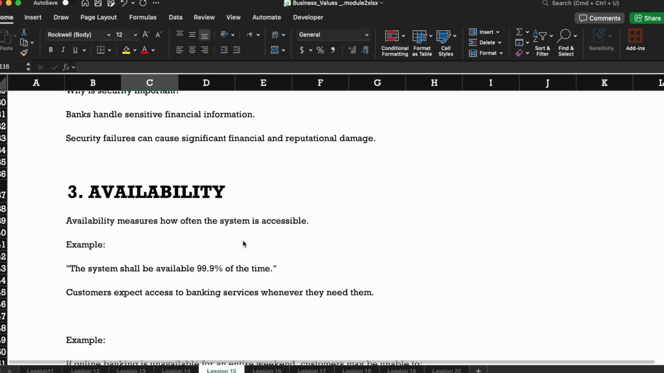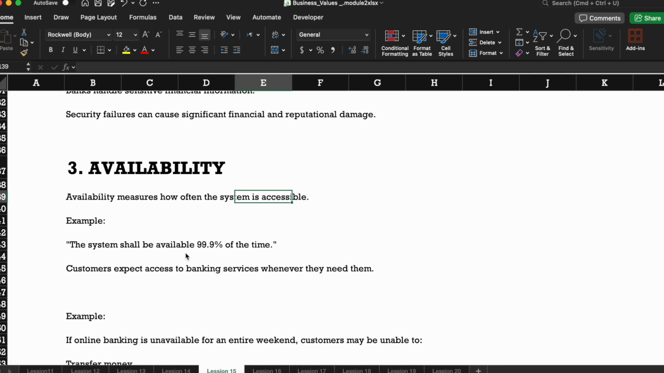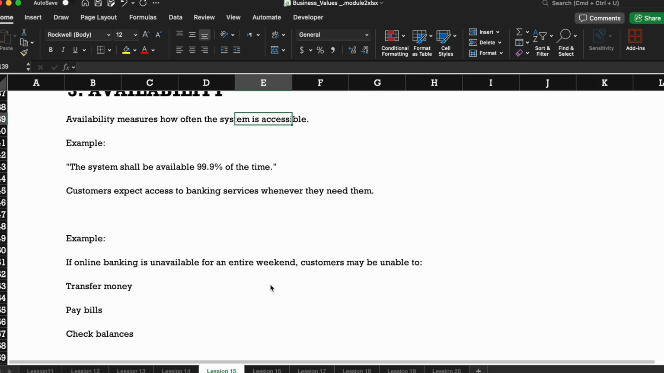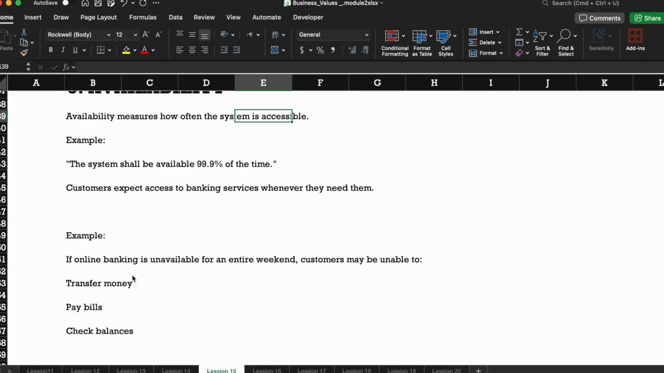Next, a very important non-functional requirement is availability, which measures how often the system is accessible. The system shall be available almost every time, 99.9%, because system failures can happen; they're never expected. Customers expect access to banking services whenever they need them. If online banking is unavailable for an entire weekend, customers may be unable to transfer money, pay bills, or check balances. That's very important, especially during weekends and midnight.